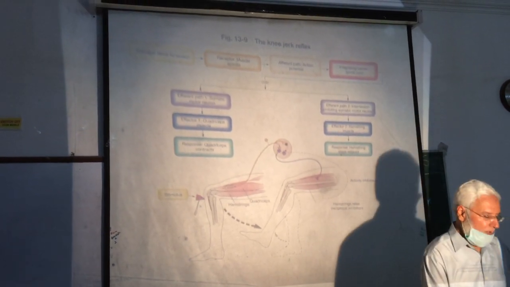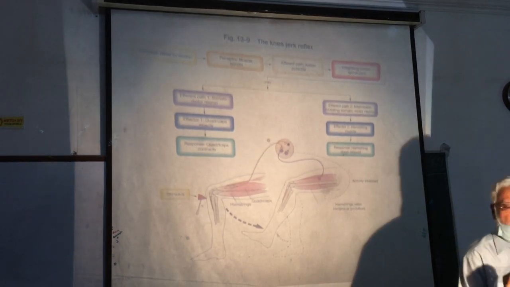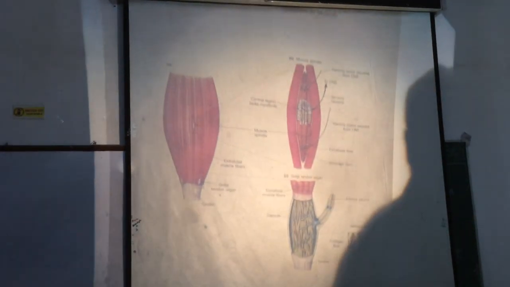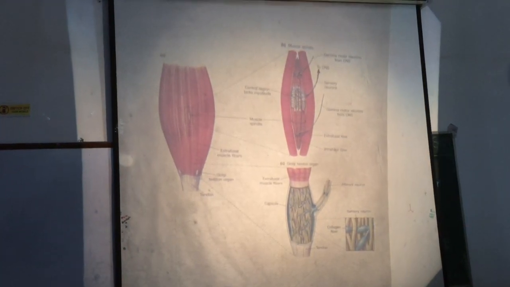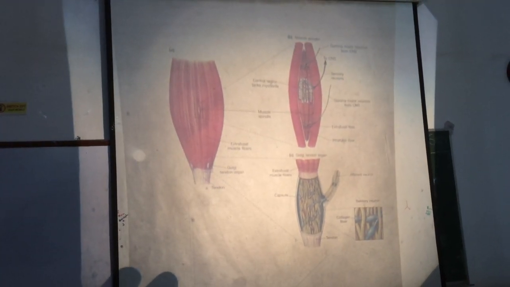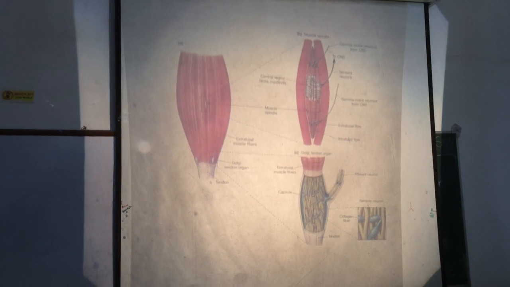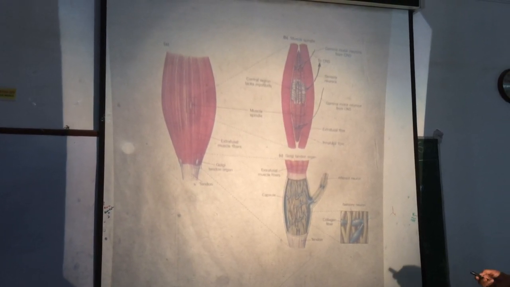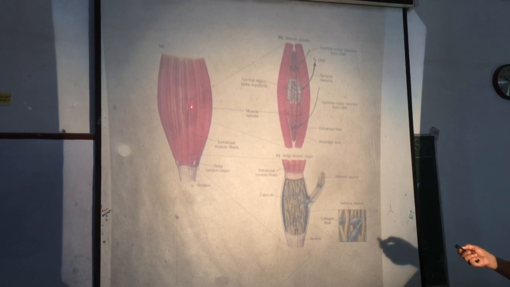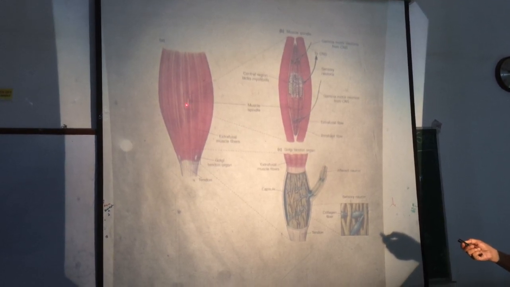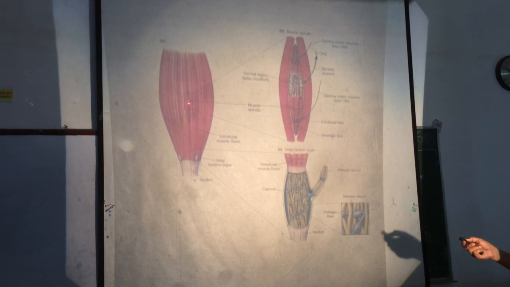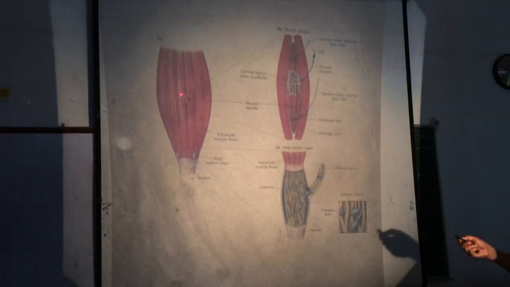And the receptors involved, as I told you, are the muscle spindles. So muscle spindles are the receptors for the stretch reflex. Muscle spindles are present in the skeletal muscle, between the muscle fibers.